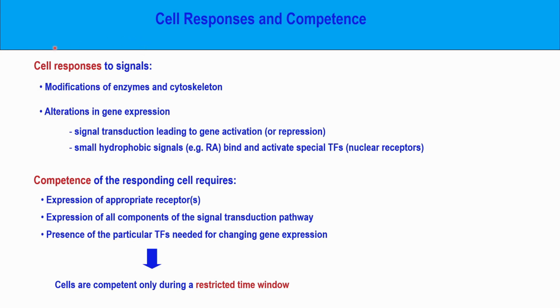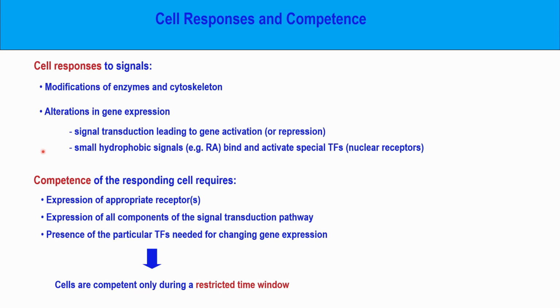So the cell can respond to these signals coming in by modifying enzymes or cytoskeleton. We talked about phosphorylation events that lead also to alterations in gene expression, so transcriptional changes in the cell, gene activation, or in some cases repression. Yeah, and we have other types of signals that can activate transcription factors that are also nuclear receptors. Yeah, but what about the competence of the cell that receives the signal? Can all cells react the same way? And the answer is no.